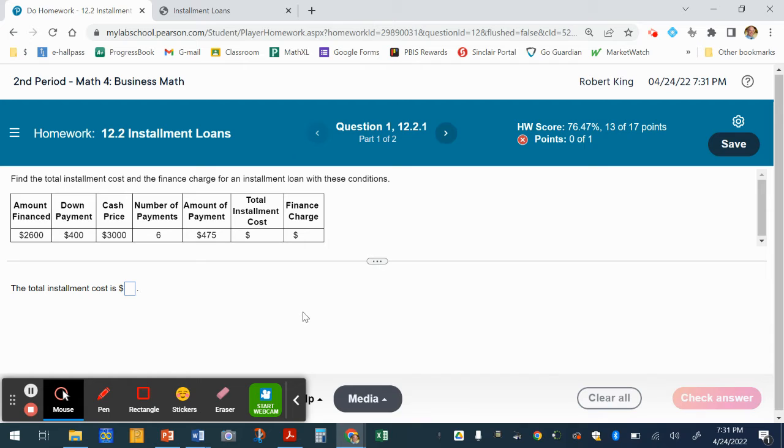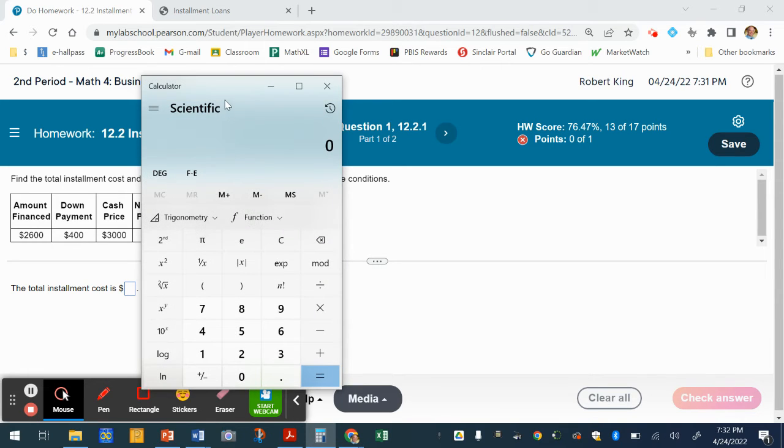It says find the total installment cost and the finance charge for an installment loan with these conditions. So the amount financed is $2,600. You put down a $400 payment, so the total cash price is actually $3,000. You're going to make 6 payments of $475. So let's see what those 6 payments equal.